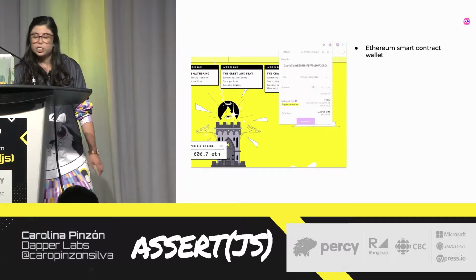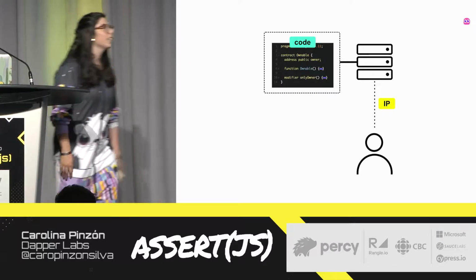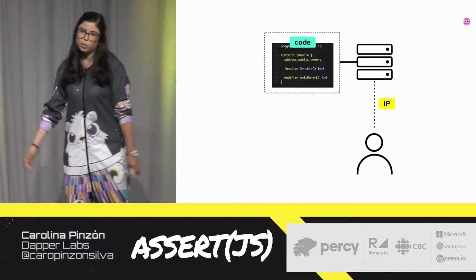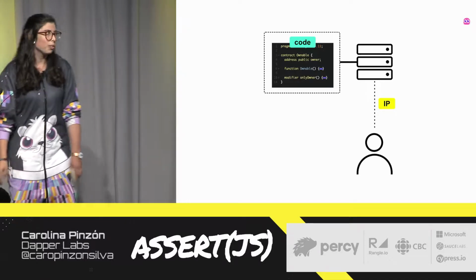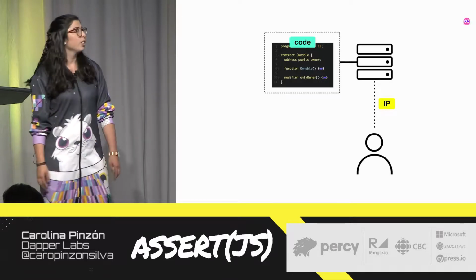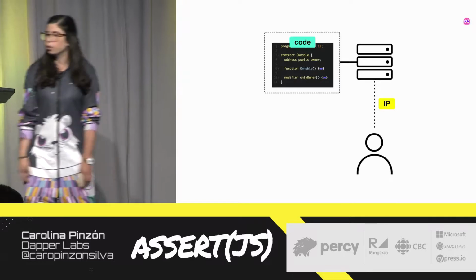So Ethereum is a blockchain. And what is a smart contract? In a centralized application, in a conventional environment, you have the code written in any language that you want, and you deploy this code to a server. And then the user can use the IP to make HTTP requests to interact with the code.